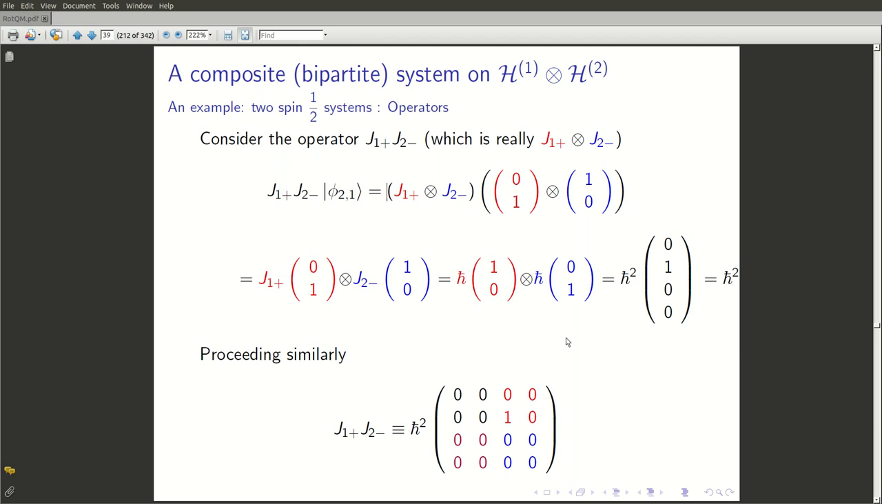It's easy to see that there is only one of the basis vectors here, namely phi 2,1, the one we had picked, which gives you a non-zero result. All others give you a result of 0. So 3 out of the 4 columns of this square matrix are 0. The only one which is non-zero is this one, which is 0, 1, 0, 0. You can check for yourself that if you took the direct product of the matrices for J1 plus, which is 0, 1, 0, 0, and J2 minus, which is 0, 0, 1, 0, and form the direct product of matrices using the rule we just outlined before, you will get this result.